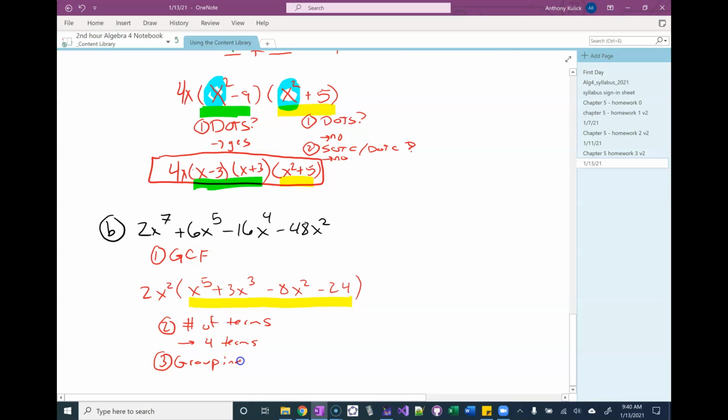Yes, Bianca? I'm not sure. Okay, this is a weird question, but it's x to the 5th. So is that coming from the 2x to the 7th? Why wouldn't it be 6? Well, because we took an x squared out. We took 2 x's. Oh, okay. Right, so each of the exponents went down by 2. Okay. Yeah, no problem. Not a weird question at all.